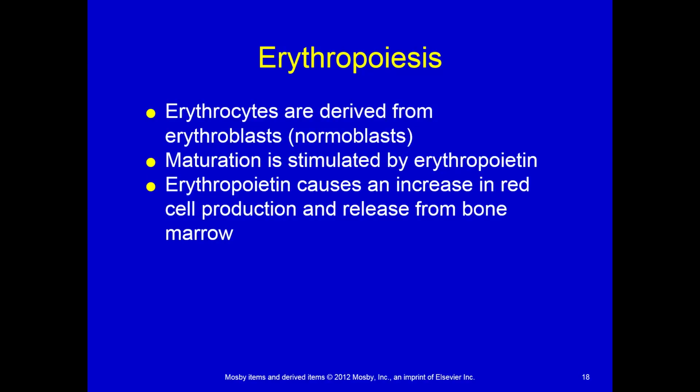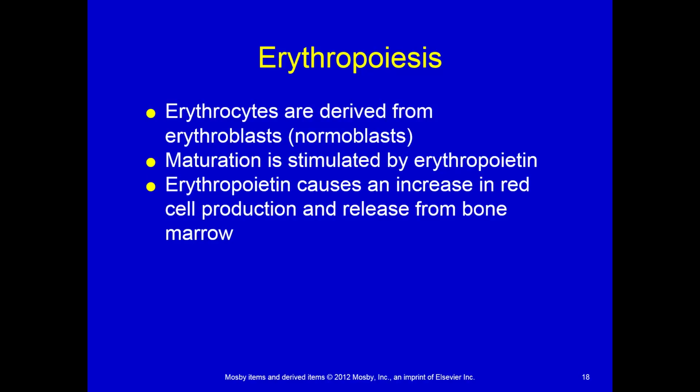Erythrocytes, so red blood cells, are derived from erythroblasts. That's the less mature, more primitive version of a red blood cell. And erythrocytes mature from an erythroblast to an erythrocyte because they're stimulated by, again, a hormone, erythropoietin. Okay? Erythropoietin causes an increase in red blood cell production in the bone marrow, and also causes the bone marrow to release it out into the circulation in times of need for increased red blood cell presence.